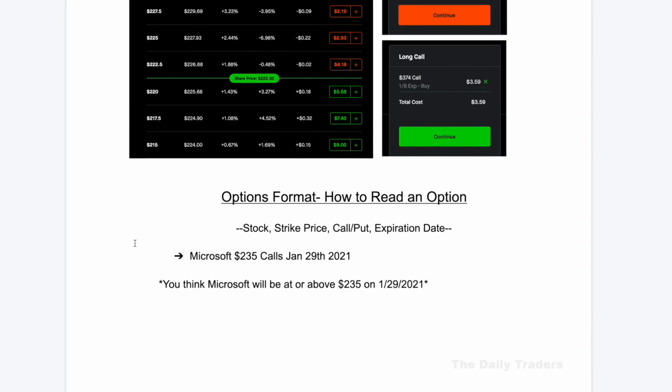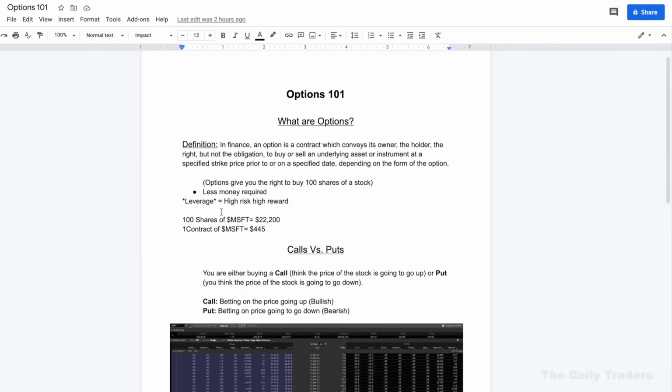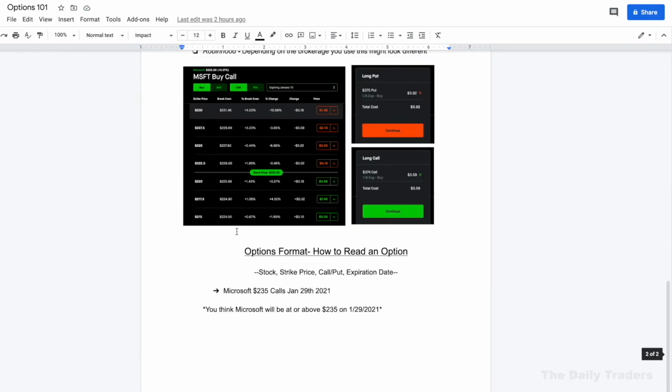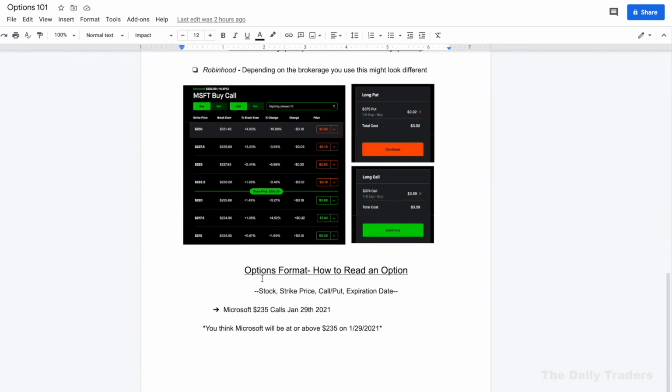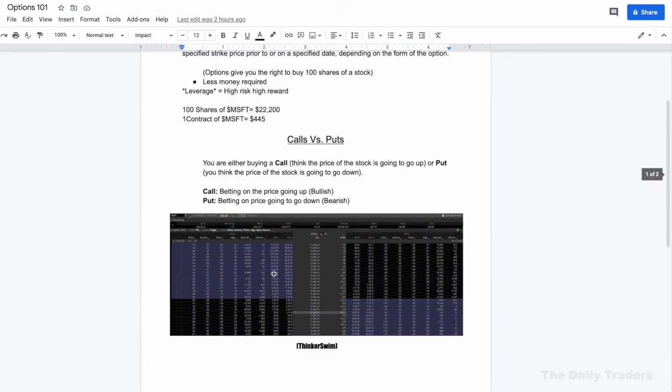For example, the Microsoft $235 calls expiring on January 29th, 2021. This pretty much means that you think Microsoft will be at or above $235 on the 29th of January. Okay, so that is the very basics of options. What are options? Calls versus puts, how you actually read an option, how it's formatted, and then in the money versus out of the money.